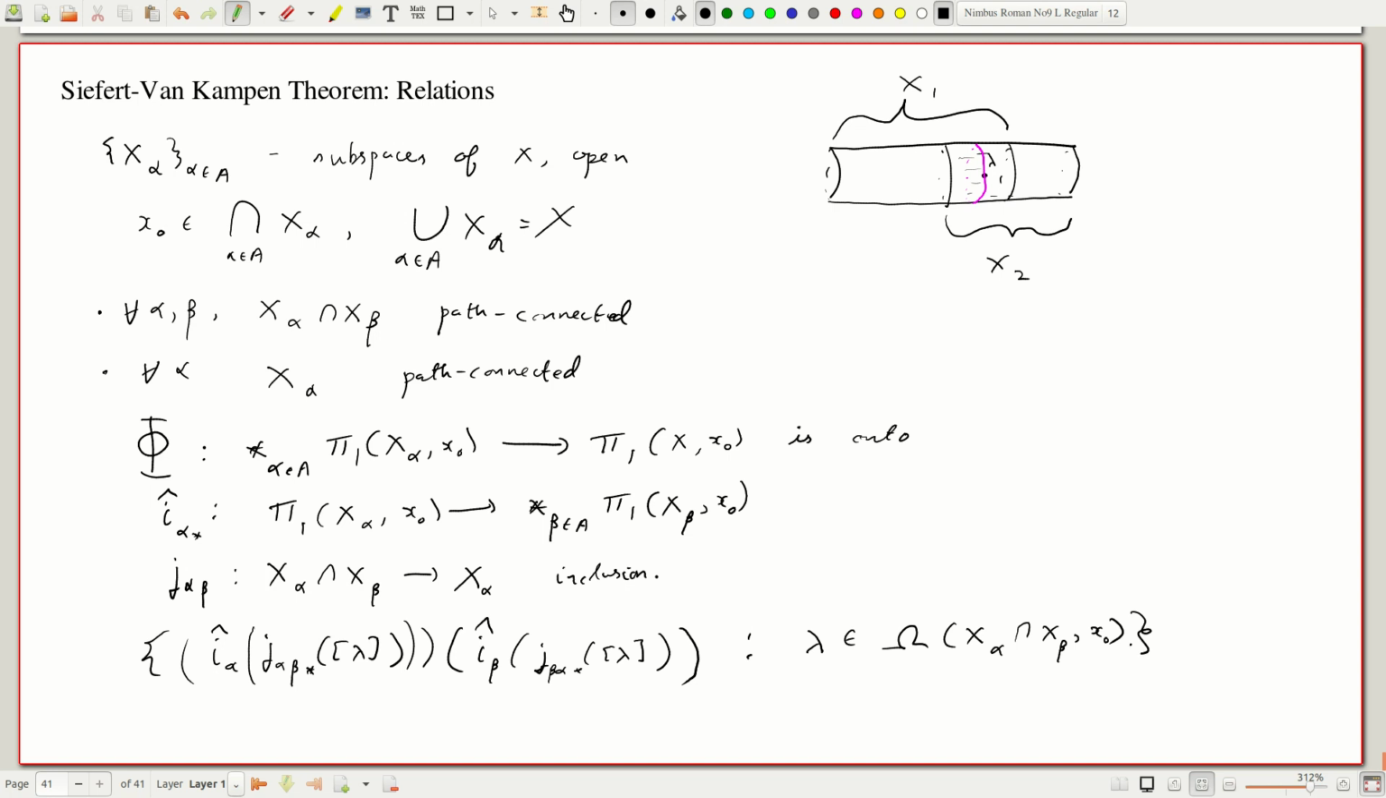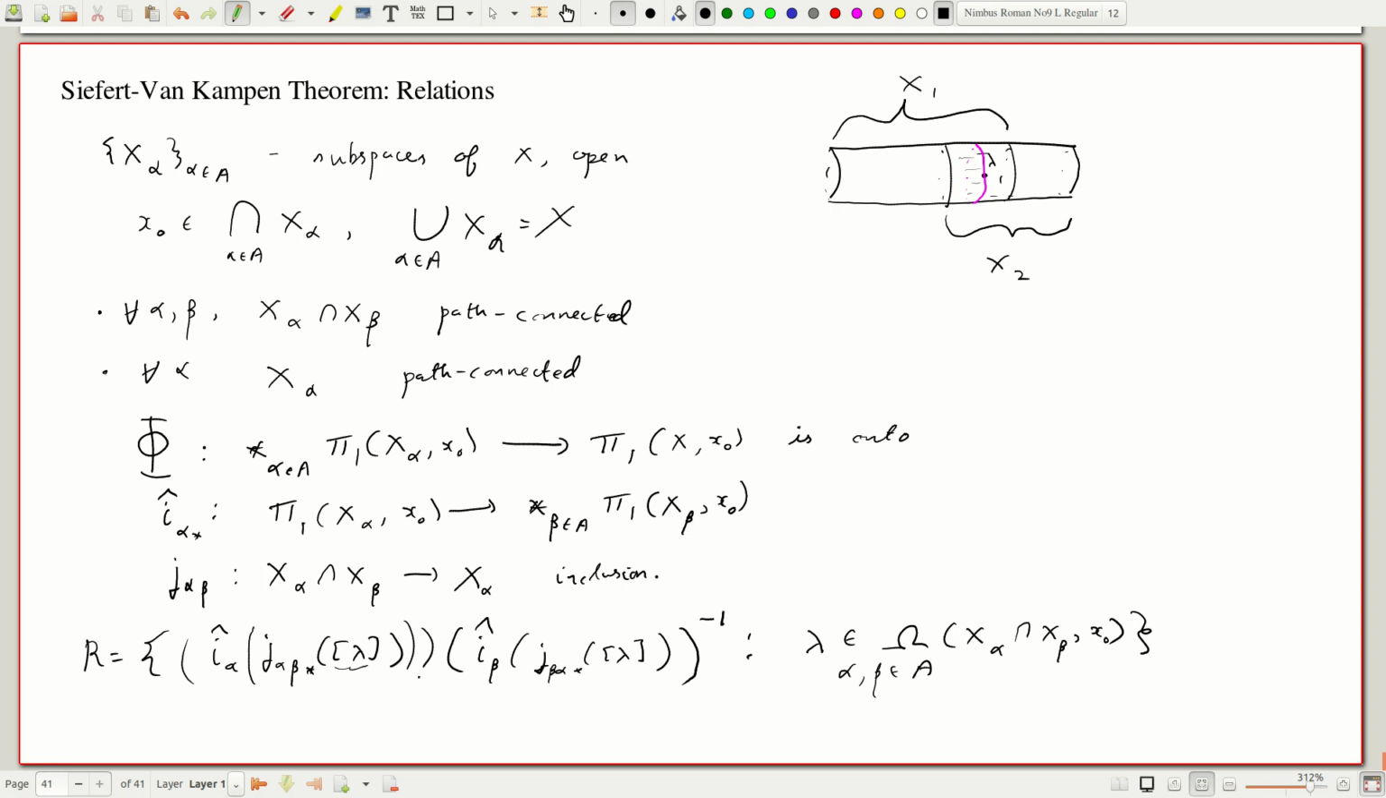Okay, let's just call this R, and alpha, beta are indices. So for all indices, let's look at the image of the first one. I have to correct what I have written here. So I take an element lambda, in a loop in the intersection, like the purple loop here. I can include it into alpha and then include it as a component in the free product, or I can include it into beta and include it in the free component, and these two should be the same.